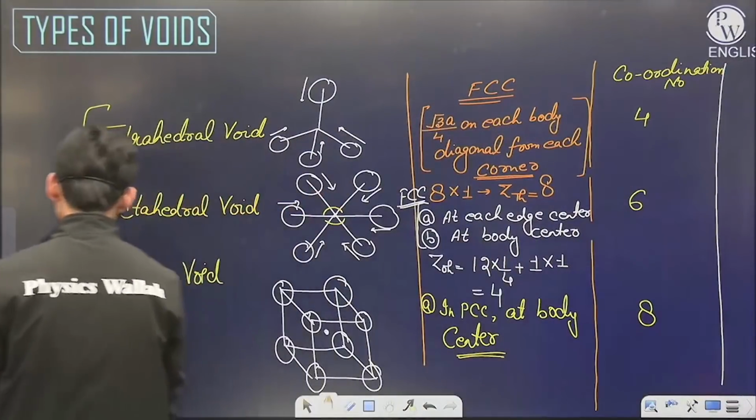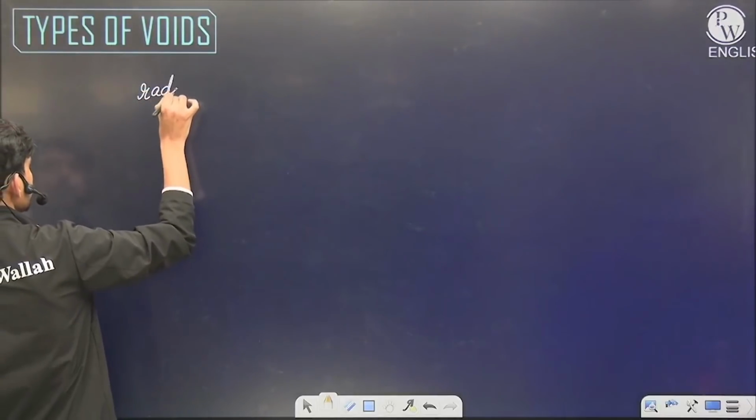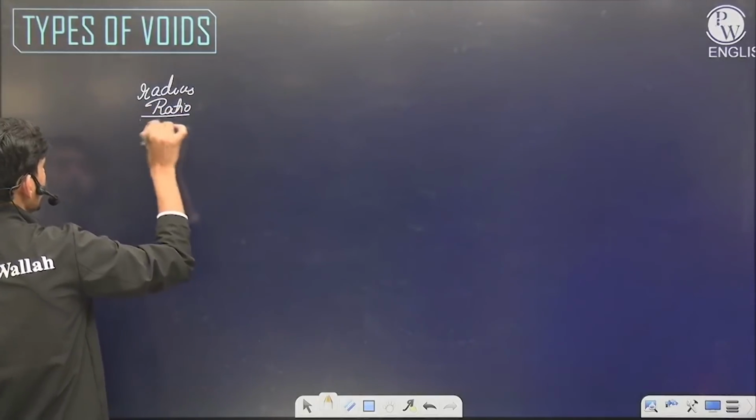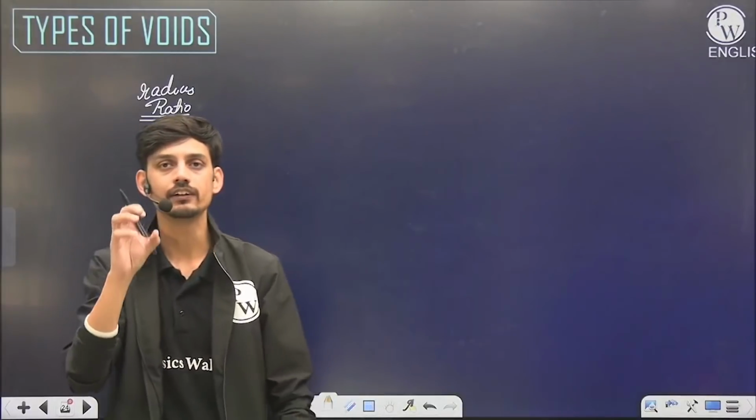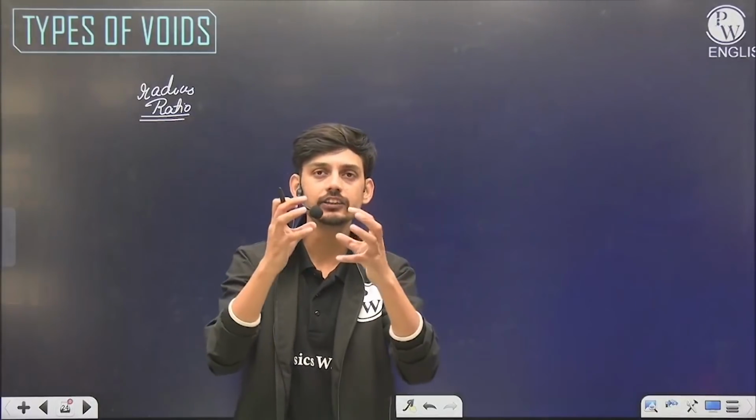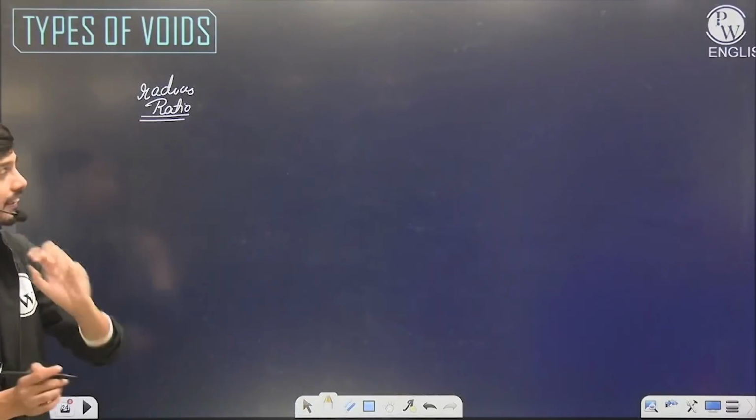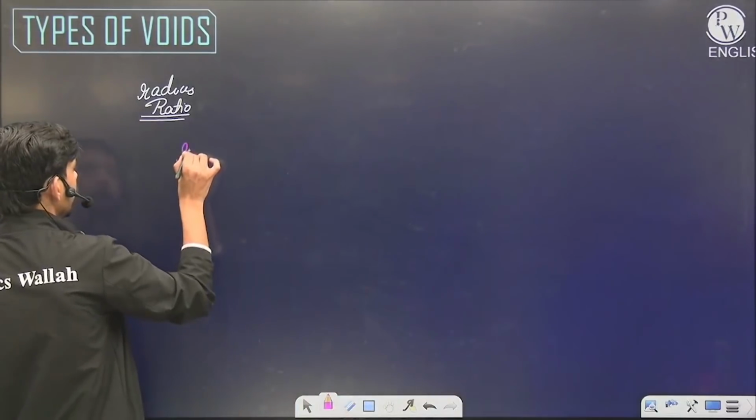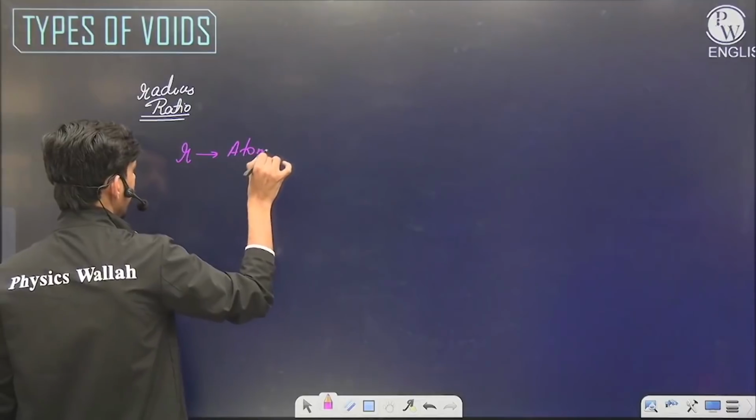And the last thing that we see for void is radius ratio. Each void has a definite size, and that's why only a particular size of atom can be fitted in that void. As the atoms are getting arranged, the space is limited, so there is a restriction on the size of atom that can be fitted in the void. That's why we study radius ratio. Let's say small r is the radius of the atom in the void.